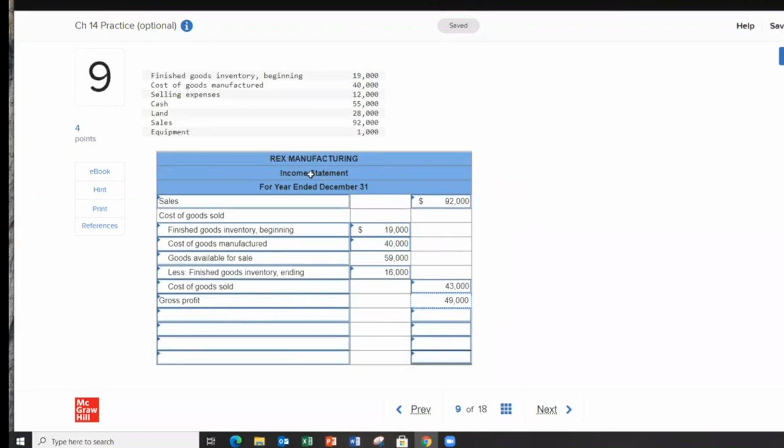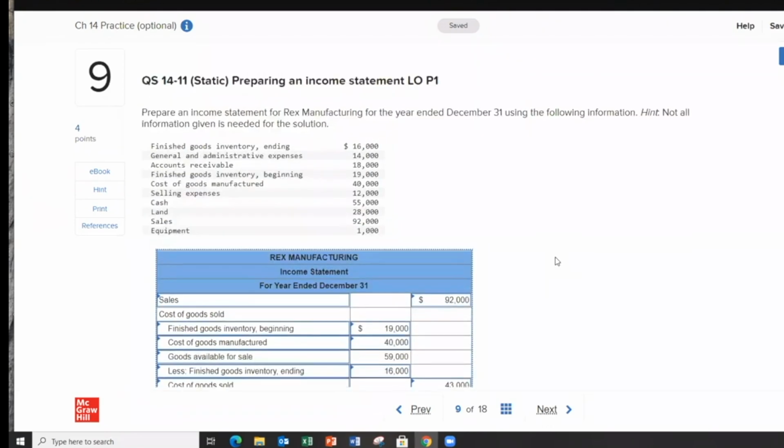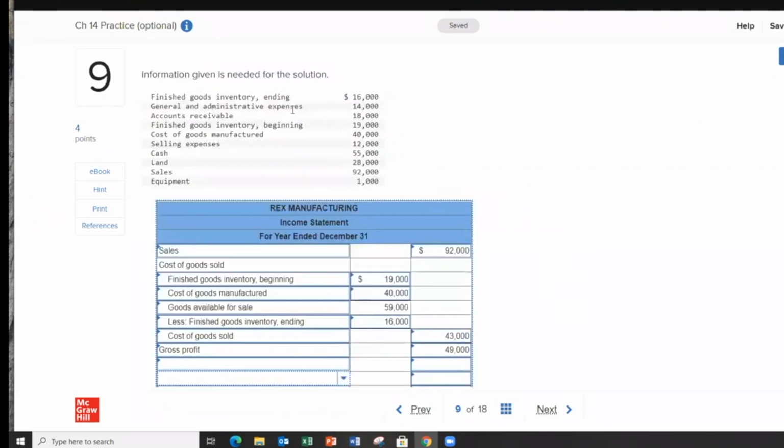And then, of course, the income statement needs to end up with our net income. So that'll be the bottom line. But what comes out here of these? Some other expenses, right? We have general and administrative expenses. We have selling expenses. That's it. Don't let these things fool you.